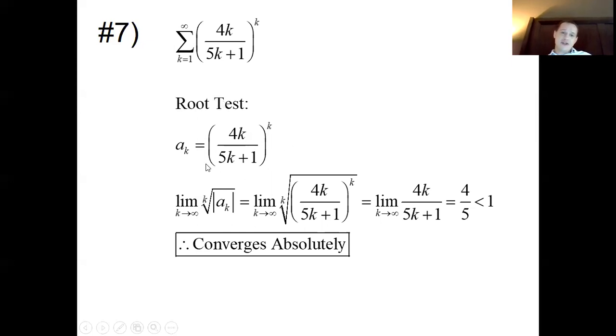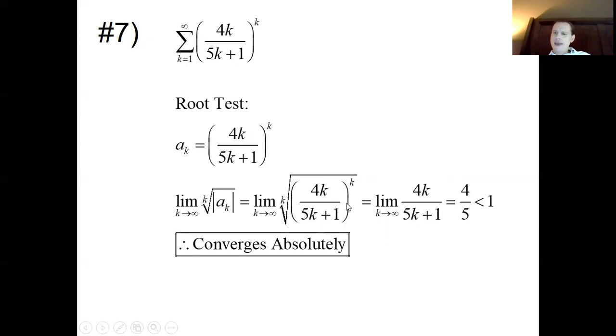So here's our terms: 4k over 5k plus 1, raised to the k. That's what I'm adding up. I want to figure out what the limit of the kth root of the absolute value of that approaches. So that's the kth root of this quantity. Now, again, I don't really need the absolute value in this case, because these are always positive terms. k is always positive, so 4k is always positive. 5k plus 1 is always positive. A positive over a positive is a positive, and a positive ratio to a positive power is always positive. So I don't really need the absolute value right in here, and I can drop it from here on out.